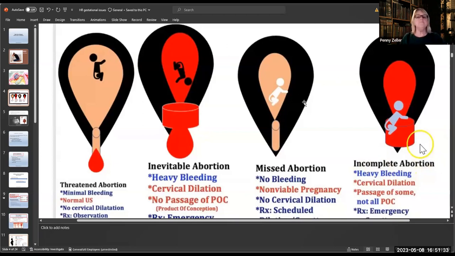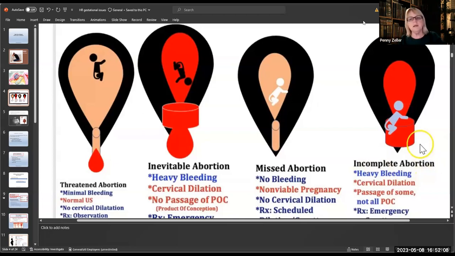And then the next one is called a missed abortion. There's no bleeding here. This would be an example of a client that comes in at 10 weeks. We do her history and her physical. I use my Doppler and I can hear the fetal heartbeat. She comes back 4 weeks later for a checkup. I put my Doppler down and I can't hear a heartbeat. The baby's died. She's not having any pain, no bleeding. It's called missed abortion because it's still there.